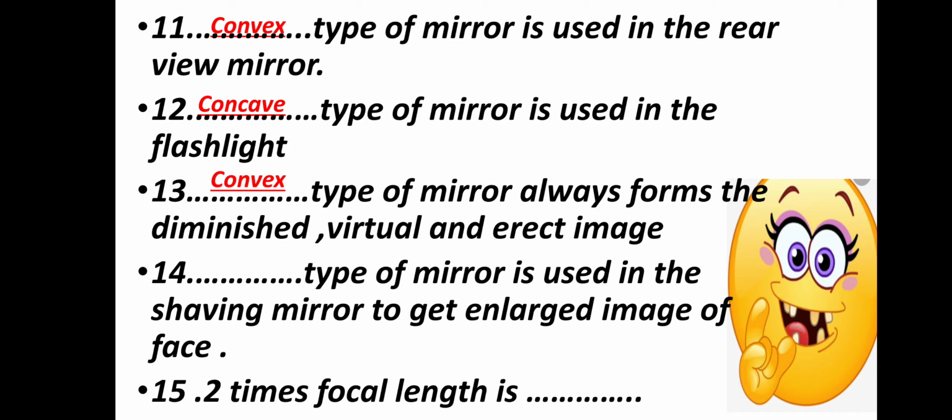Dash type of mirror is used as a shaving mirror to get an enlarged image of the face. That is concave type of mirror, or concave mirror is used as a shaving mirror to get an enlarged image of the face. Question number 50. 2 times focal length is the radius of curvature, and it is represented as r. That means r equals 2f.